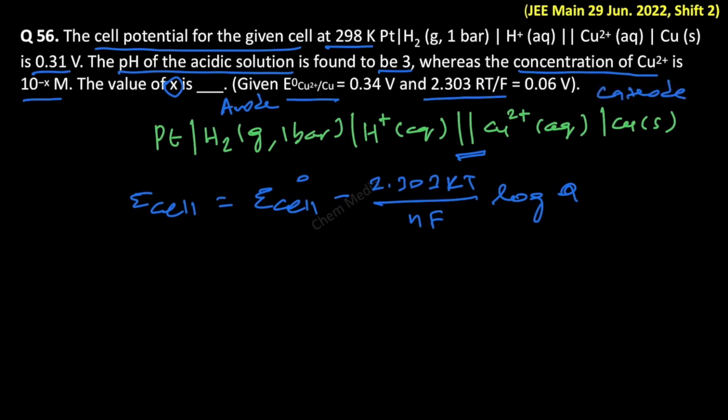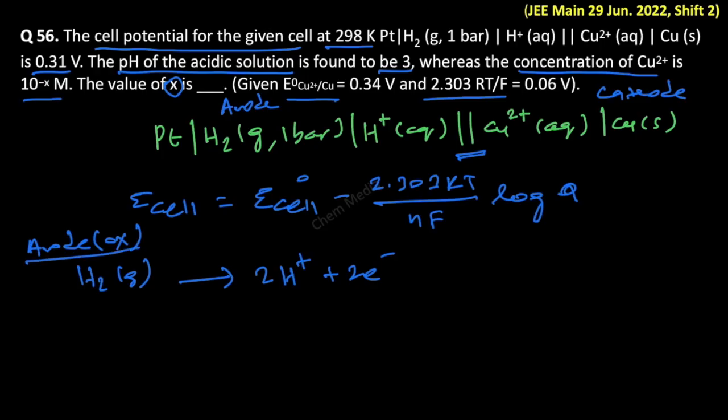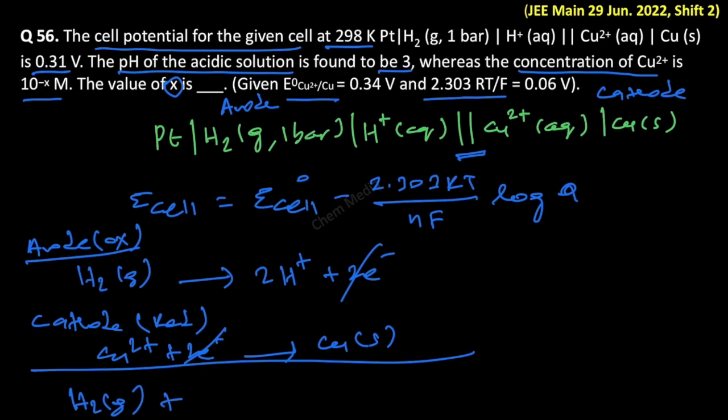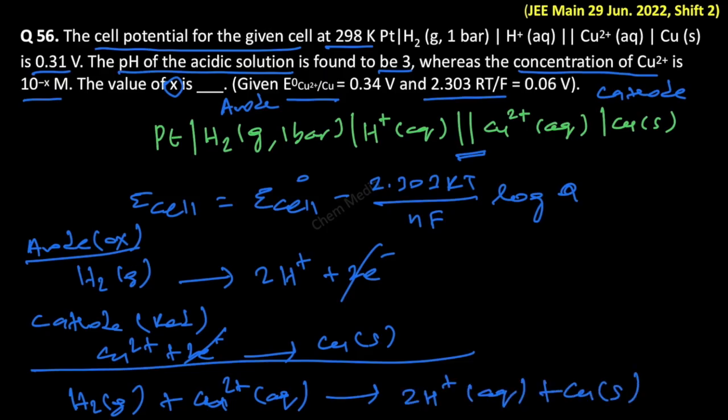At the anode, oxidation happens. So therefore H2 gas giving 2H plus and releasing 2 electrons. So this is happening at the anode, anodic oxidation, cathodic reduction. And then at the cathode, reduction happens, copper 2 plus gains 2 electrons, becoming copper solid. Therefore the net reaction is H2 gas plus Cu2 plus giving 2H plus and copper solid. This is the net reaction.